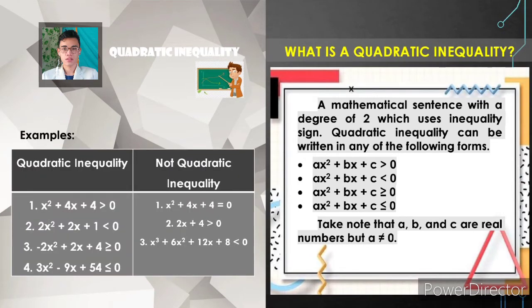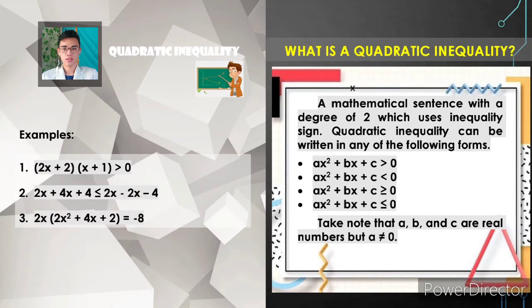Let us take a look at these examples. In the first column is the example of a quadratic inequality, and in the second column is the example of not a quadratic inequality. A mathematical sentence is a quadratic inequality because it has a highest exponent of 2, or a is not equal to 0, and is written in the given forms of a quadratic inequality. While a mathematical sentence is not a quadratic inequality if the highest exponent is not 2, or a is equal to 0, or it is not written in the given forms of a quadratic inequality.